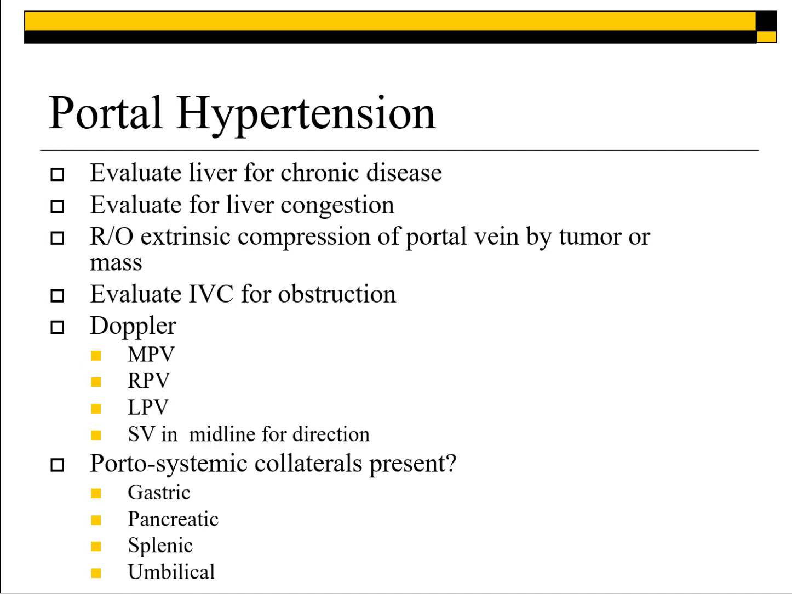Remember those two different waveforms that we're going to get from TR, or highly pulsatile hepatic veins in heart failure. Otherwise, we're going to get the continuous flow in our hepatic veins with cirrhosis. Same thing when it comes to portal hypertension, just different causes. So we're going to have to evaluate the IVC for obstruction. So we're going to Doppler the main, right, left portal vein, and the splenic vein for direction. And then we need to look for any sort of portosystemic collaterals, gastric, pancreatic, any splenic or umbilical collaterals that may be present, decompressing the portal hypertension.